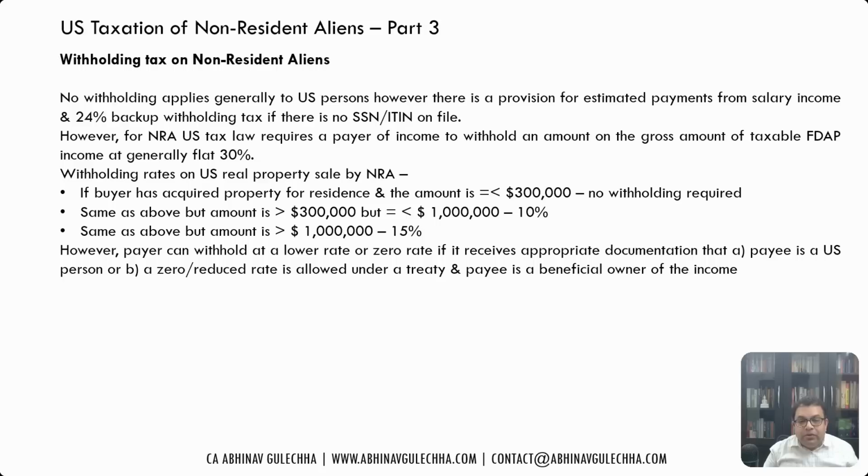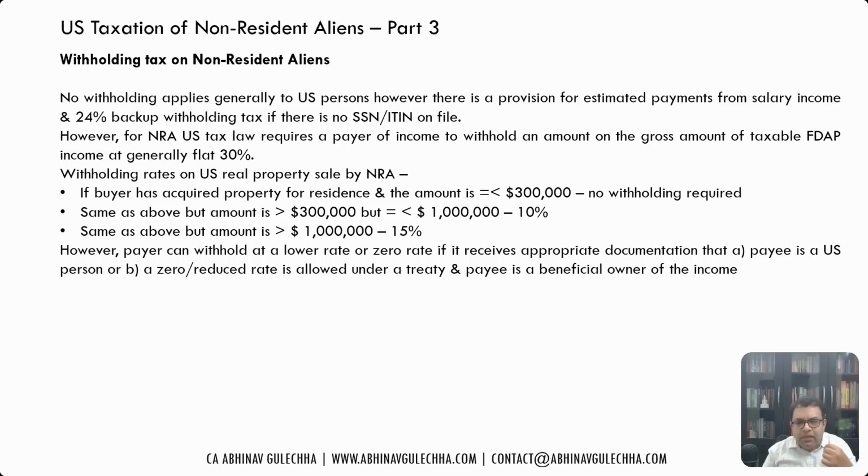However, the payer can withhold at a lower rate or a zero rate. This is where documentation comes into the picture. The rate applicable on a non-real property sale is 30%. However, if the person receiving the income provides documentation saying that I am a resident of so and so country, and under the DTA between US and that country a lower rate applies, then the payer of the income has to deduct the tax at that lower rate, right?